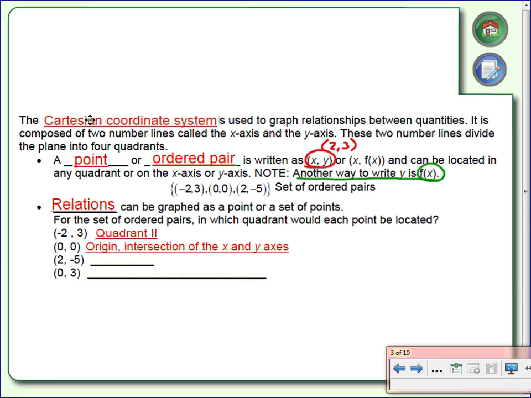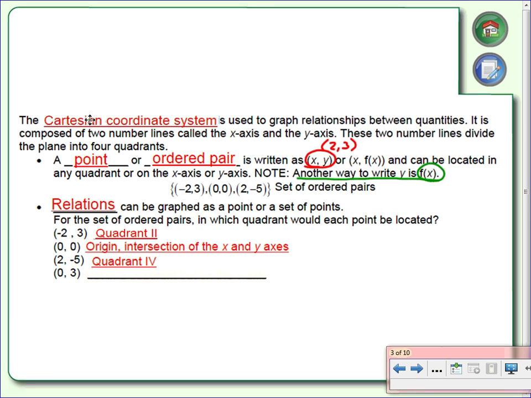What about the next ordered pair? 2, -5. Where am I going to find that? 4. Okay. Quadrant 4. And the reason we're going to find that one in quadrant 4 is because we have a positive x value and a negative y value. Do we have to write quadrant? No, as long as you put the number, you're okay.